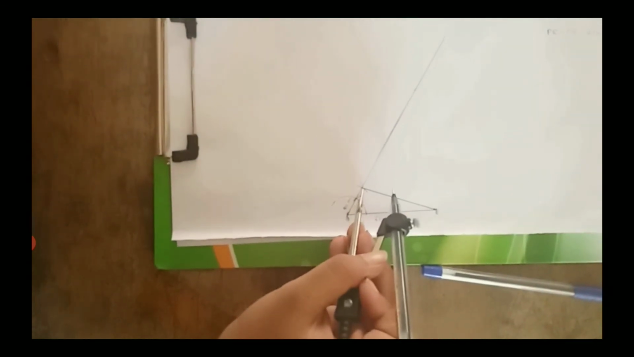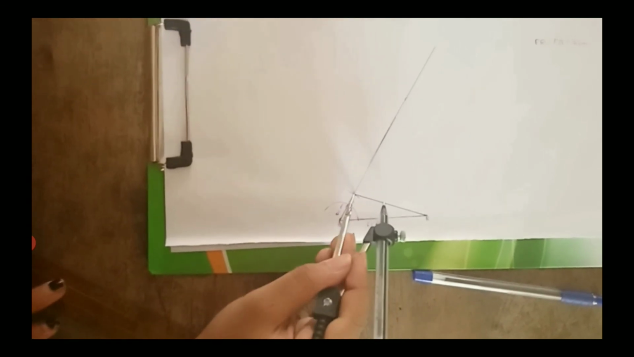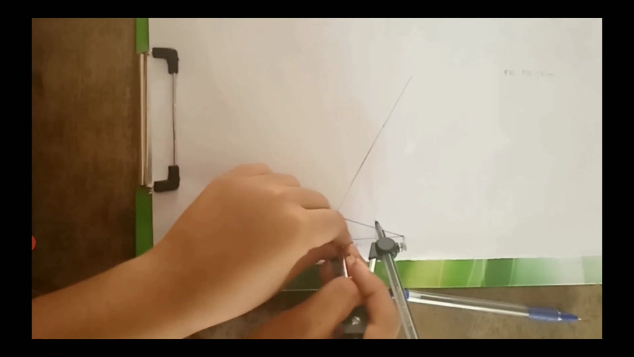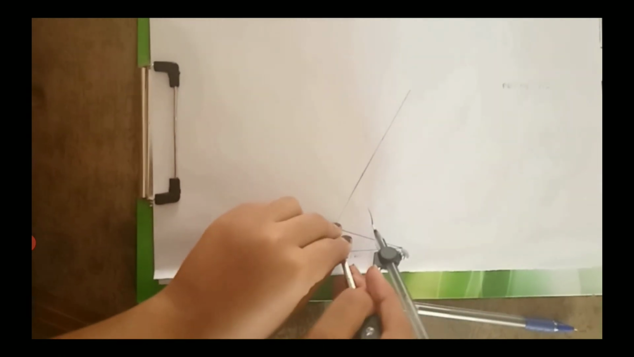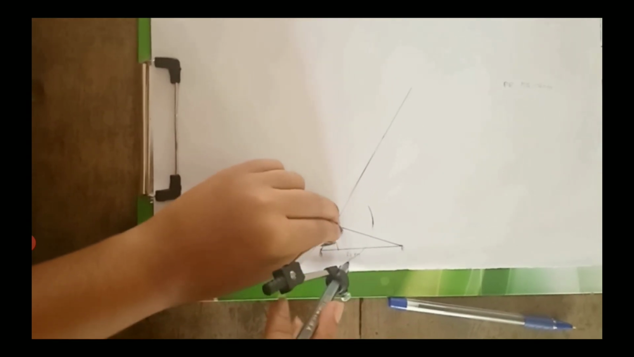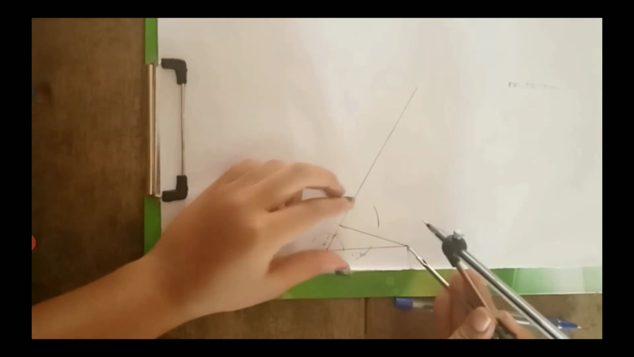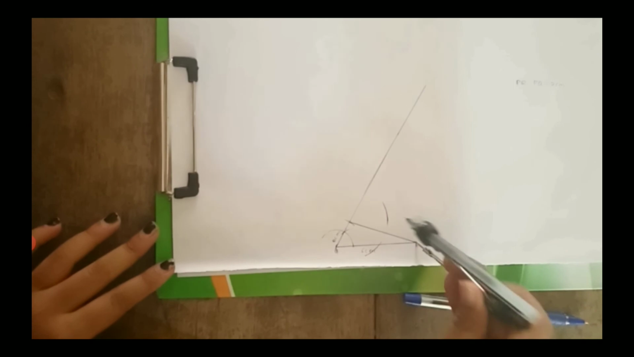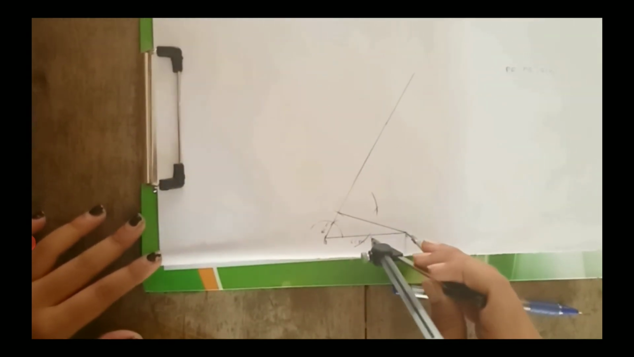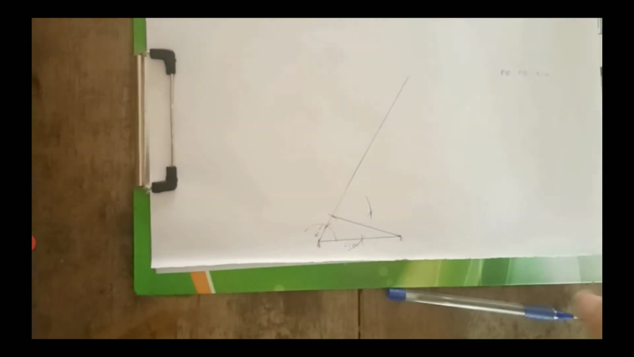Now draw the perpendicular bisector to the line DR. You know the method of drawing the perpendicular bisector. Take more than half and draw the curve on both sides of the line DR. Again with R as a center, cut the previous curve without changing the radius to get the perpendicular bisector. Here you got a perpendicular bisector.